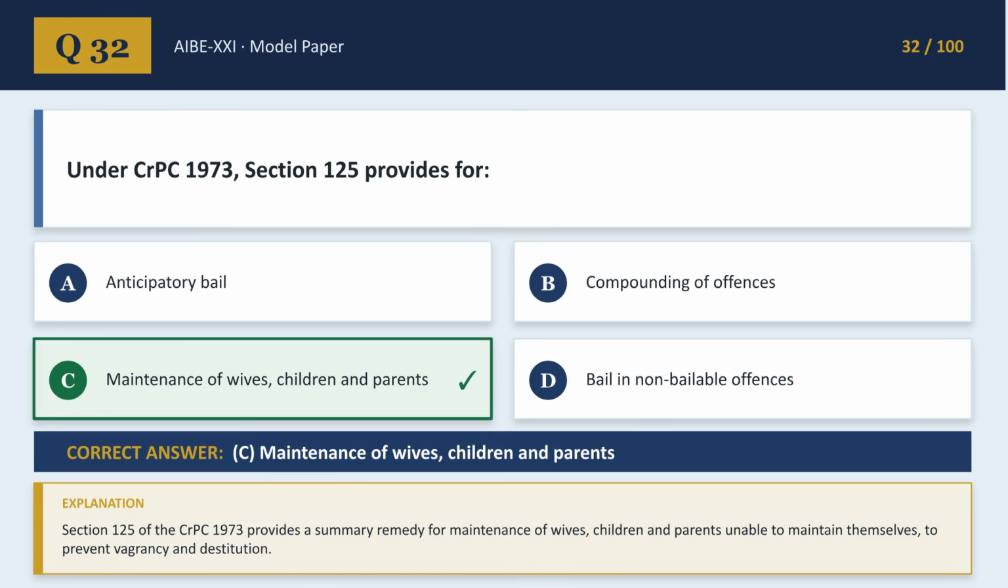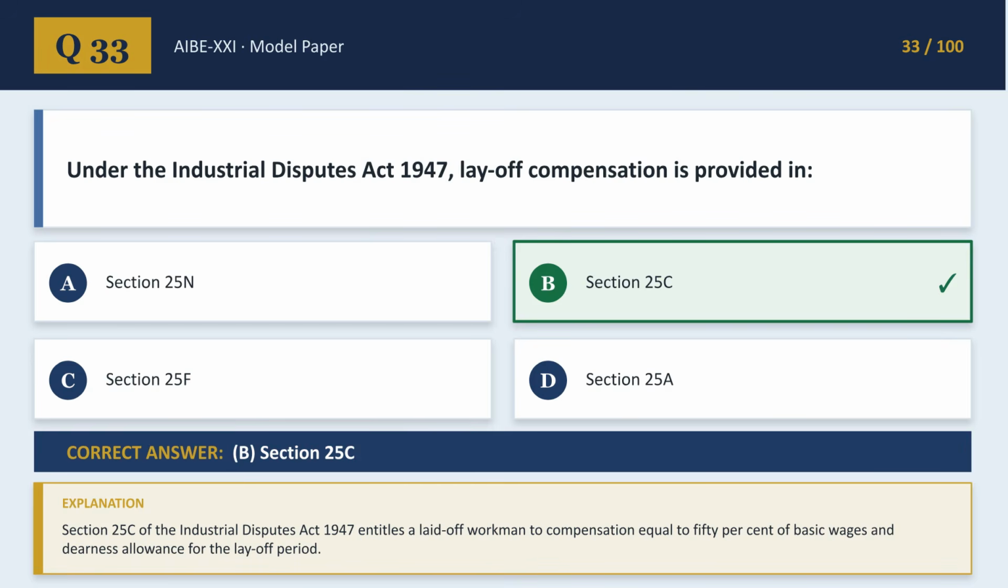Question 32. Under CrPC 1973, Section 125 provides for the maintenance of wives, children, and parents. The correct answer is C. This section offers a speedy remedy to prevent destitution. Question 33 asks, which section of the Industrial Disputes Act 1947 provides for layoff compensation? The correct answer is B, Section 25C, which mandates payment equal to 50% of basic wages and dearness allowance.